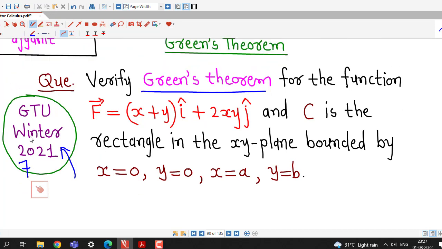The question is, verify Green's theorem for the function f bar equal to (x plus y) i plus 2xy j and C is the rectangle in the xy plane bounded by the lines x equal to 0, y equal to 0, x equal to a and y equal to b.